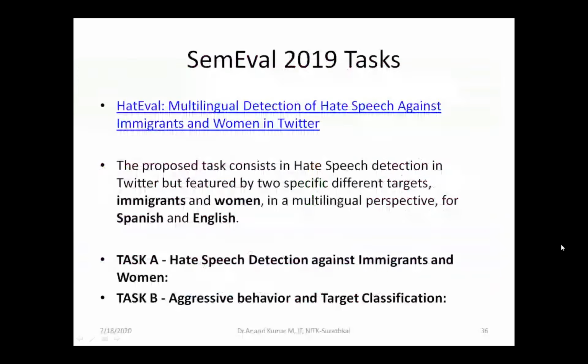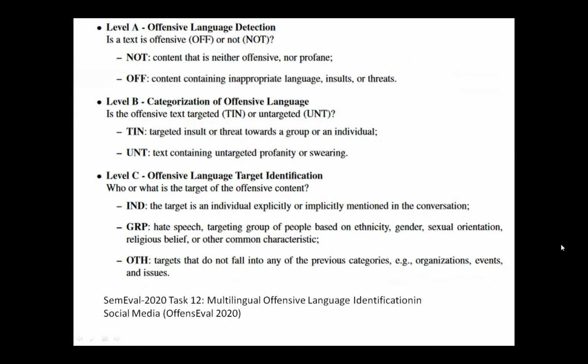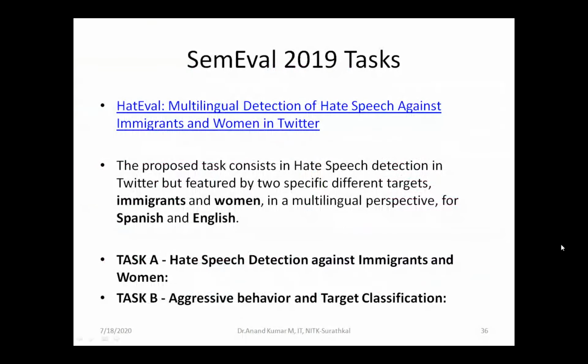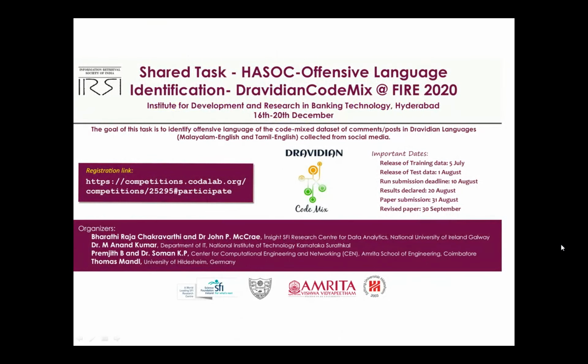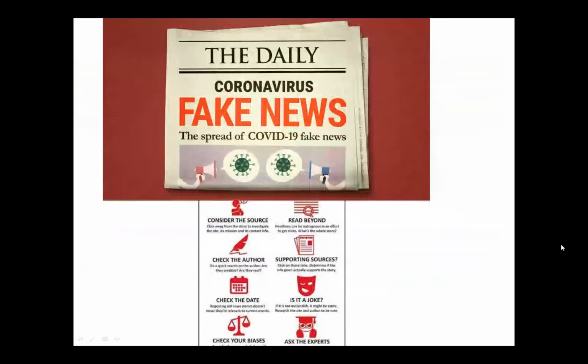As we have seen earlier, there are 3 levels: level A, level B, level C. But here we did only level A. This is the first time. So for level A, given a text, you need to identify whether the text is offensive or not. That's the task. Next year I'm planning to go for the higher levels, whether it's targeting someone or targeting a group. Okay, so this is the link and we will share the slides.